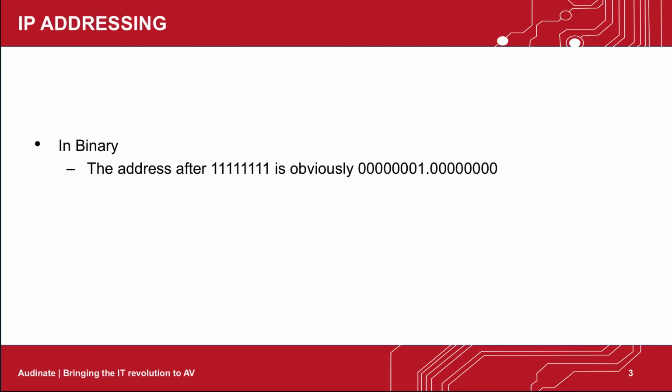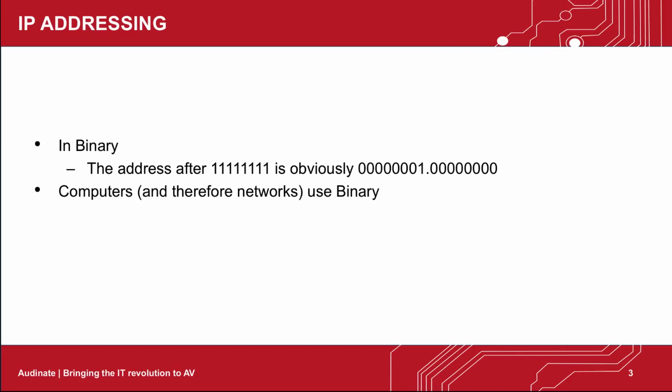So in binary, the address after 111.111.11 is 000.000.000.000. Now, instead of reading this out as a whole bunch of zeros and ones, we could actually change this in hexadecimal to 0100 to make this slightly more understandable and easier to write out and read.